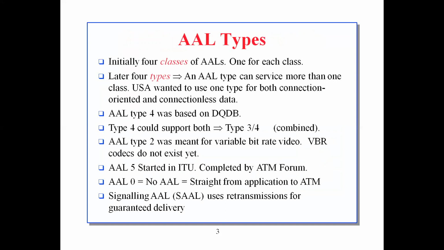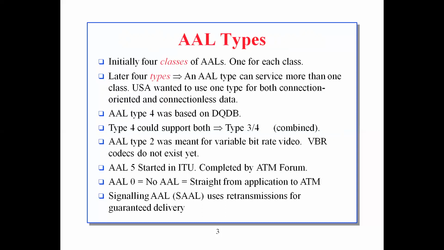AAL type 1 supports constant bit rate, synchronization, connection oriented traffic, whereas AAL 2 supports time dependent variable bit rate of connection oriented and also synchronizes the traffic. The class 3 or 4 supports variable bit rate, data traffic, connection oriented, asynchronous traffic, or connectionless packet data, also with the additional 4-byte header in the information payload of the cell.